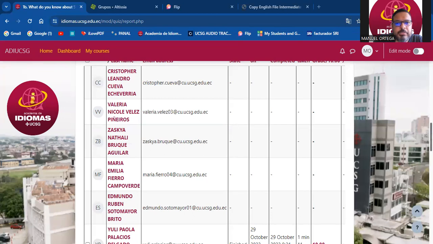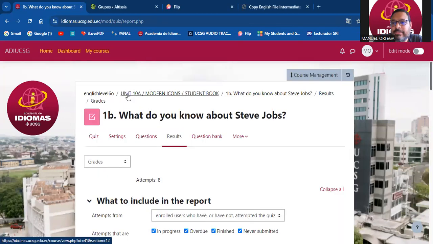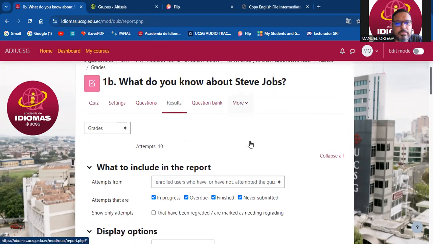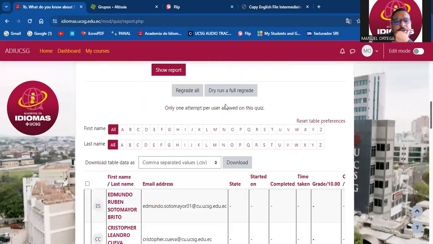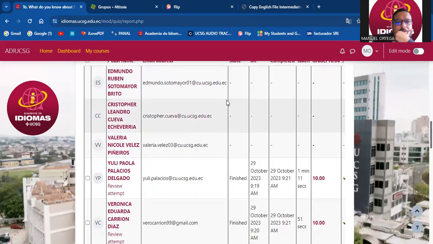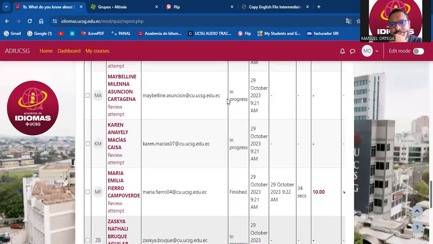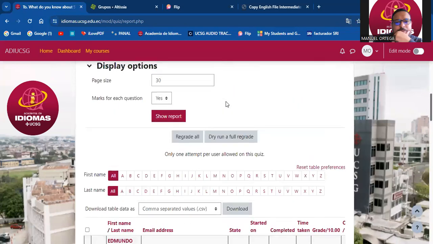So let's continue, shall we? Remember, we are working in unit 10A, activity 1B. Excellent, I get 10 attempts. I need, I think, 1 more, and we are complete on the attempts. We are waiting just a couple minutes so we can move on.